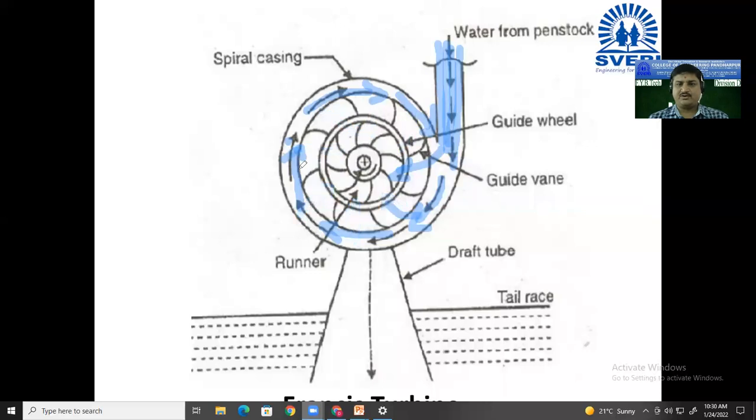So to make it more clear, I want to show it exclusively: when water is coming inside, it is coming through the guide vanes and it is striking on the runner.